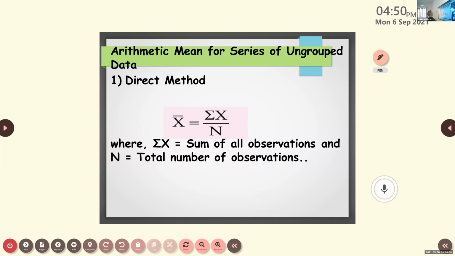Mean is equal to sigma x divided by n, where sigma x is the sum of all observations, and n is the total number of observations.